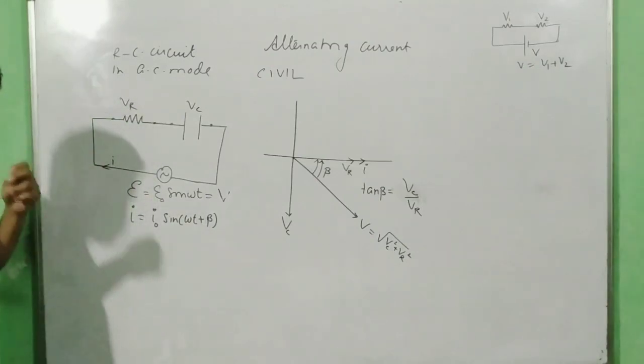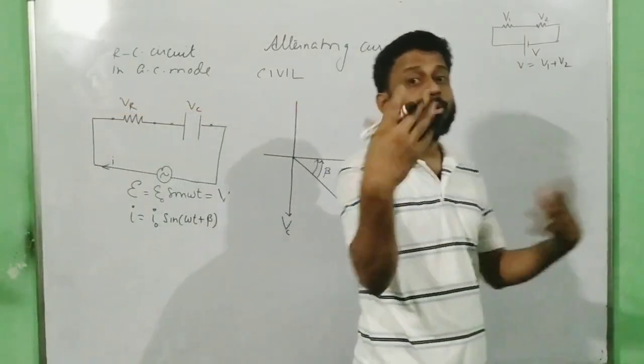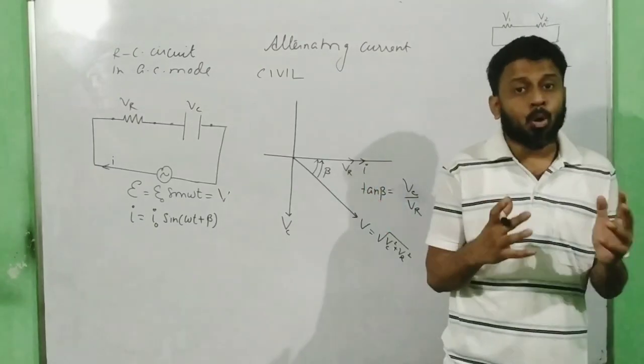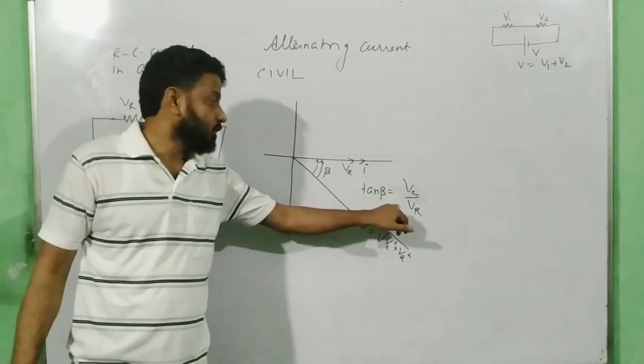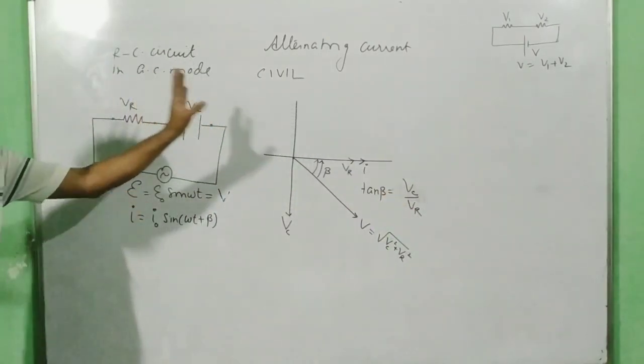This beta could have been exactly pi by 2 if you would have used a pure resistive, pure capacitive or pure inductive circuit. But since this is a combo, beta is not perfectly 90. That beta you need to find using this logic of perpendicular by base, that is VC by VR. This is in terms of voltage.